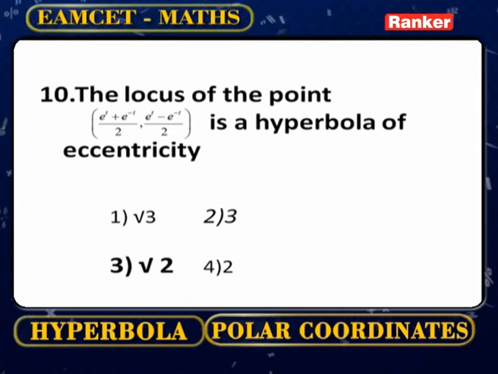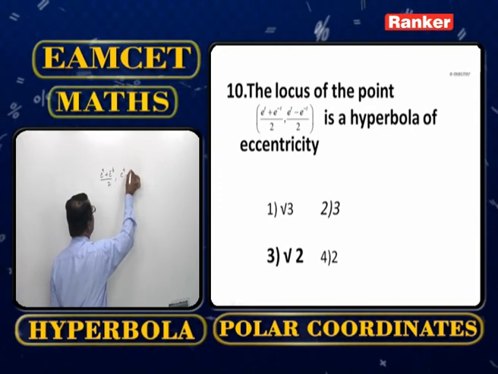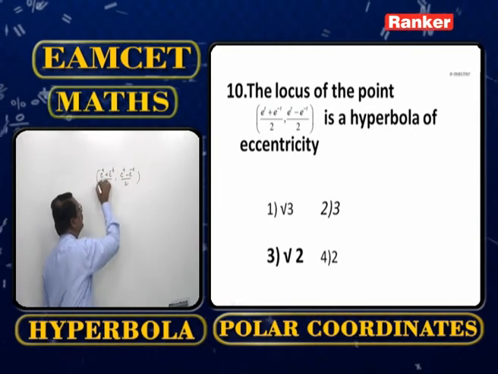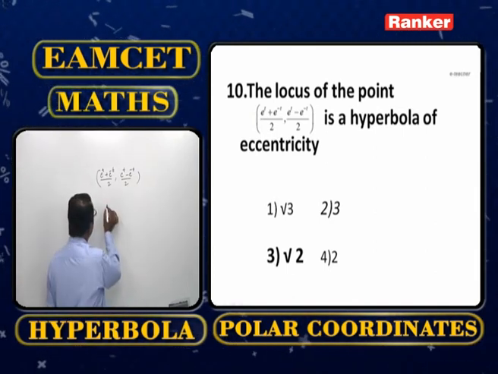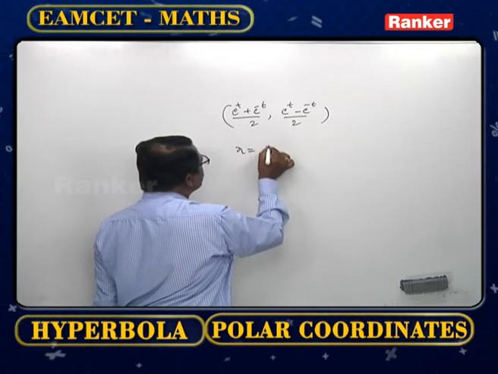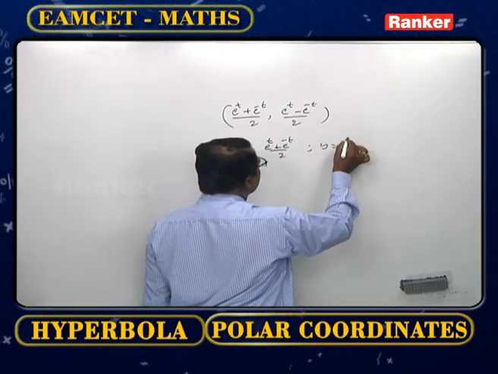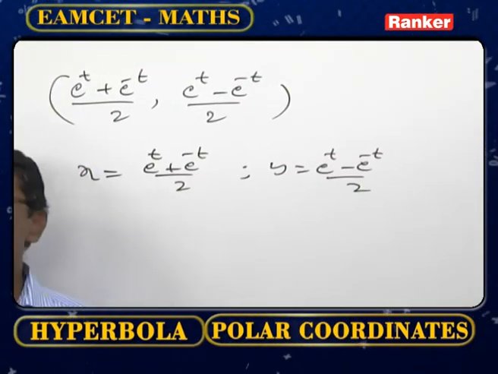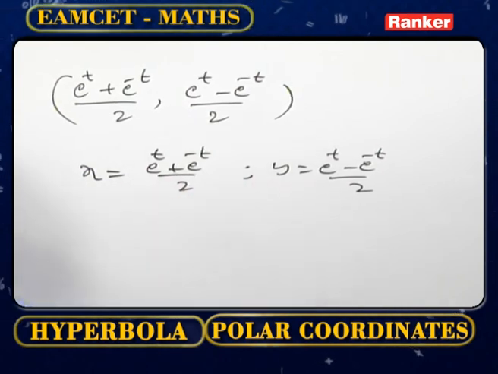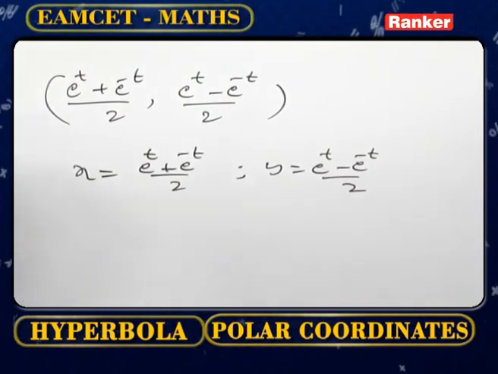The locus of the point e power t plus e power minus t by 2, comma e power t minus e power minus t by 2 is a hyperbola of eccentricity. Now here consider x equals e power t plus e power minus t by 2, y equals e power t minus e power minus t by 2. From these two equations eliminate t, we get the equation of the hyperbola. After that we can find eccentricity.